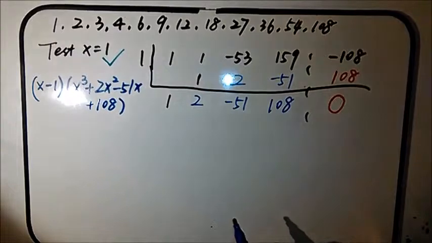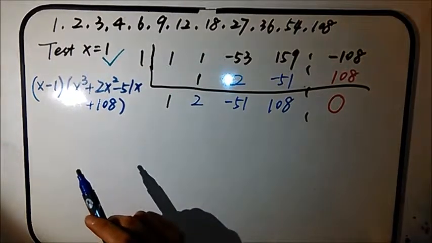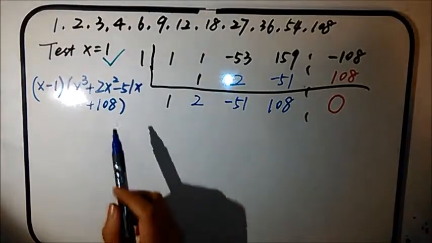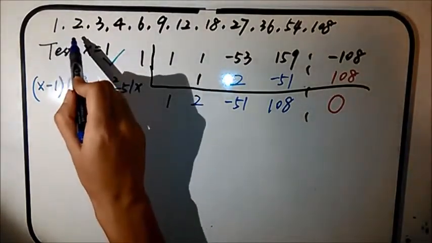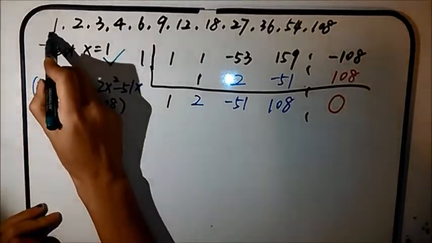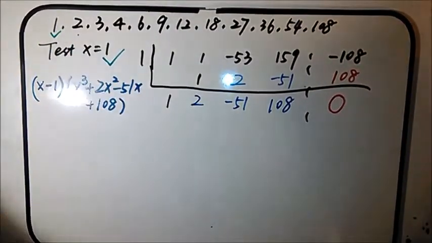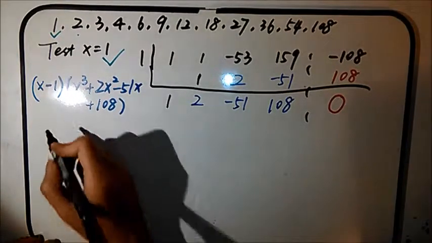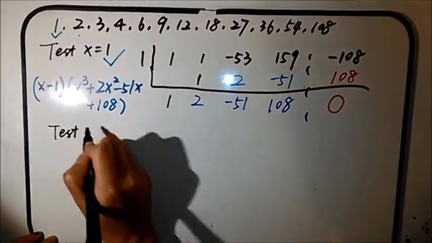Now we want to get down to a quadratic, so we're going to keep testing with our numbers there on top. We already tested x equals 1, so that crosses out. We're going to test for other numbers. So let's test x equals 2.